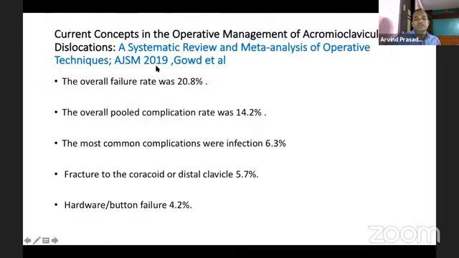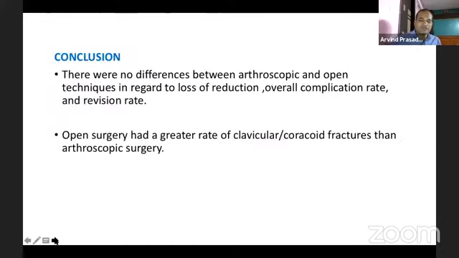So recently in 2019, there was a systematic review and meta-analysis of the operative technique. It says the overall failure rate was 20%, and the overall pooled complication rate was 14.2%. The most common was infection, followed by fracture of the coracoid and the distal clavicle. Hardware or button failure was 4.2%.